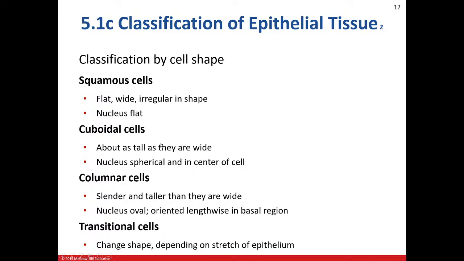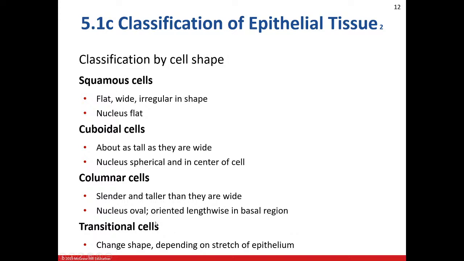And then they're going to have kind of a three-dimensional cube shape. The nucleus will be spherical and in the center of the cell. Then we have columnar cells, which look like a column. So these are going to be tall and slender, right? So not as wide as they are tall. They'll have an oval-shaped nucleus.